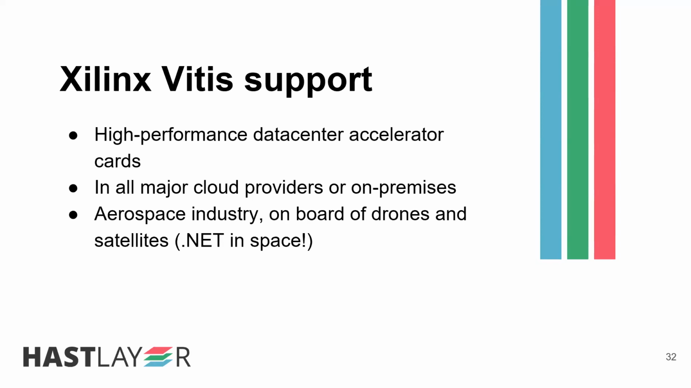What Hastlayer supports is a technology called Vitis by the biggest FPGA manufacturer, Xilinx. With that, it's a little bit easier because that's actually kind of an abstraction. It's not an FPGA itself, but it's in the development environments that we utilize behind the scenes. And the good thing is that because of this, Hastlayer supports high-performance hardware accelerator cards that are usually used in data centers, like in the cloud. Azure, for example, or AWS has such cards that Hastlayer can utilize.